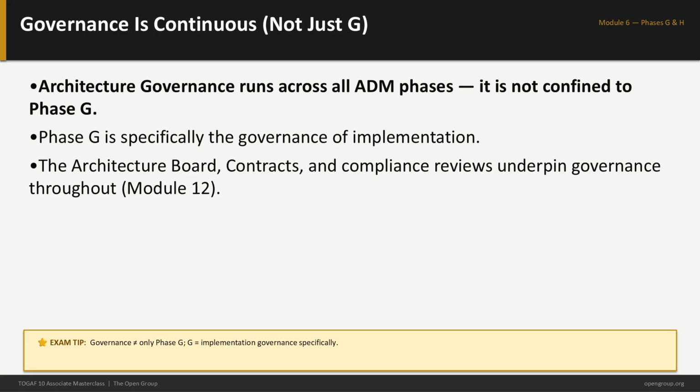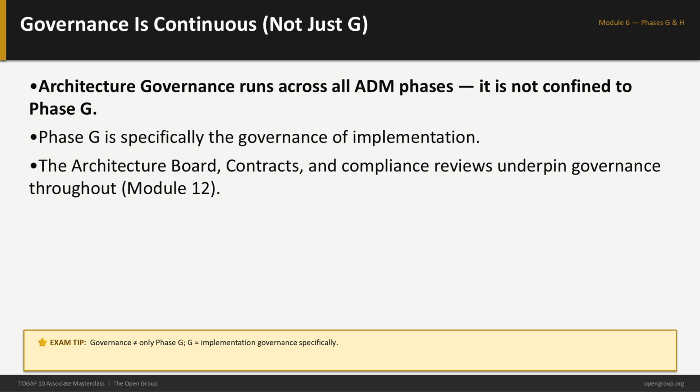A subtle point the exam likes to probe: governance is not confined to phase G. Architecture governance actually runs across all phases of the ADM. It's a continuous discipline, not a single step. What's special about phase G is that it's specifically the governance of implementation. The broader governance machinery, the architecture board, the architecture contracts, the compliance reviews, underpins every phase, and we'll cover all of that properly in Module 12.